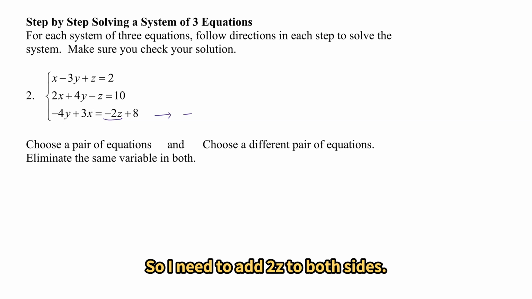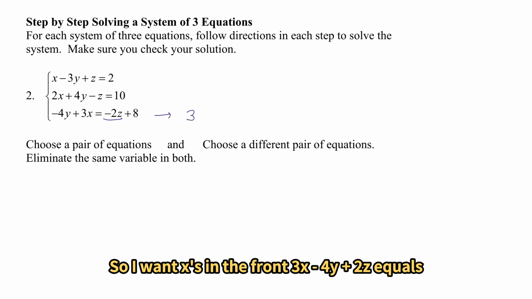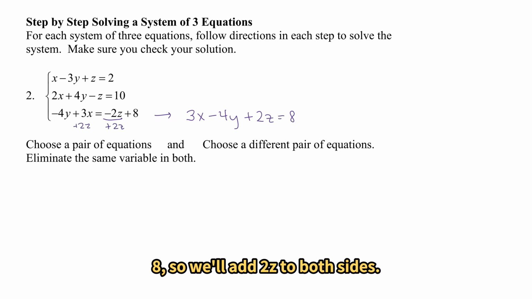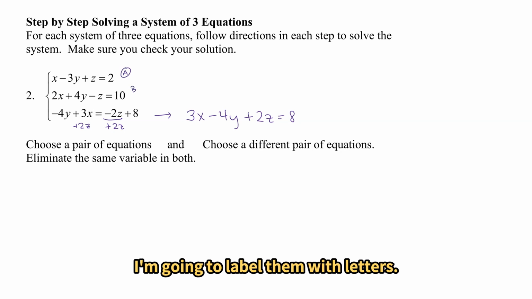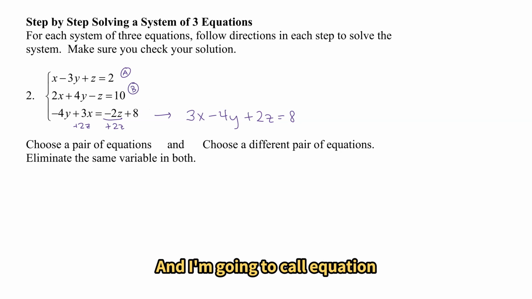So I need to add 2z to both sides. And I need to move my x. So I want x's in the front. 3x minus 4y plus 2z equals 8. So we'll add 2z to both sides. I like to label my equations just so that I know what I'm doing. I'm going to label them with letters, and I'm going to call equation C the standard form equation instead of the original equation.